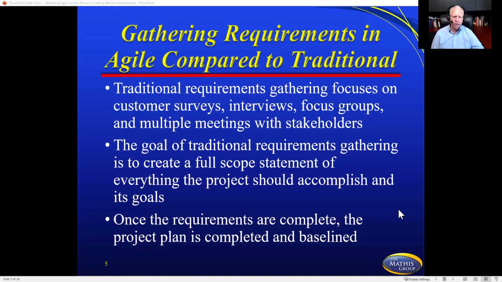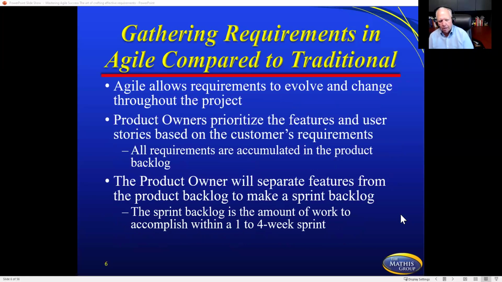And so the goal in Agile is that element of flexibility is what you're wanting. You want the flexibility because you don't even know some of the pieces of the project yet. Also in Agile, it allows requirements to evolve and change throughout the project. We do have evolving requirements. Most of us know that.